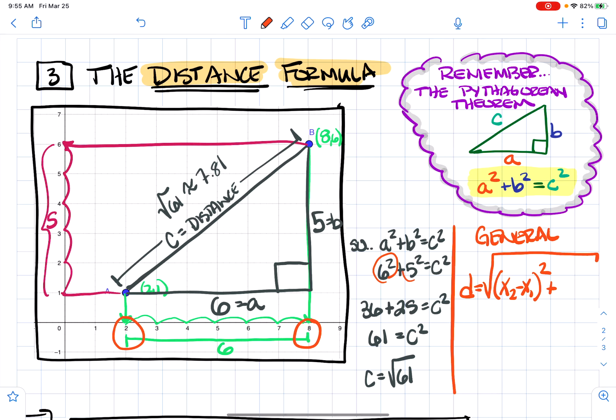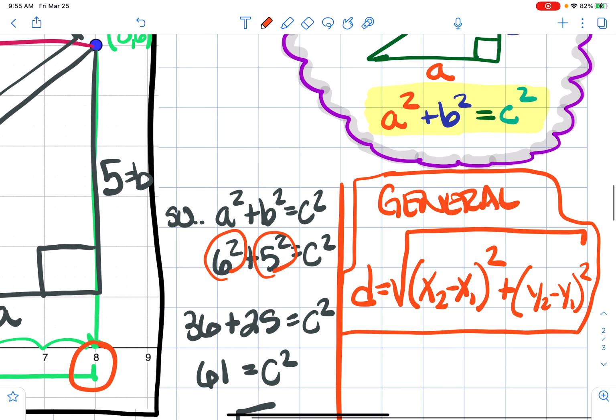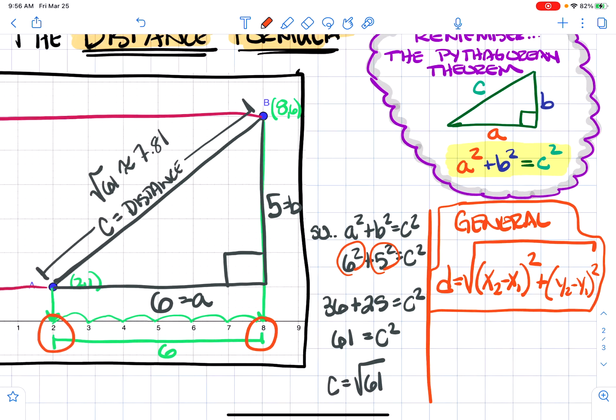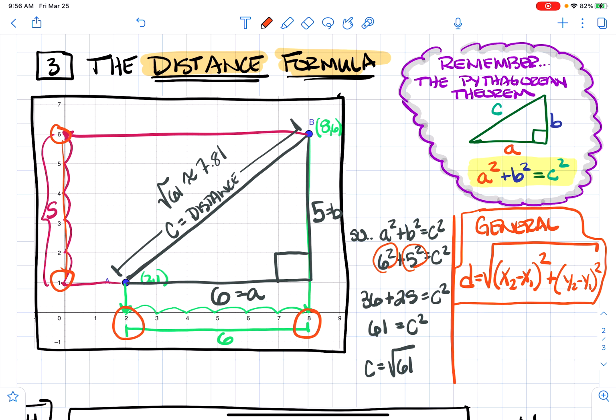And then how do we get 5 squared? Well, that's just this value minus that value. So that's going to be y2 minus y1 squared. And that is going to be our distance formula right there in orange. So super important that you write that one down: x2 minus x1 squared plus y2 minus y1, quantity all squared. That will give us our general distance for any 2 points that are on the plane.